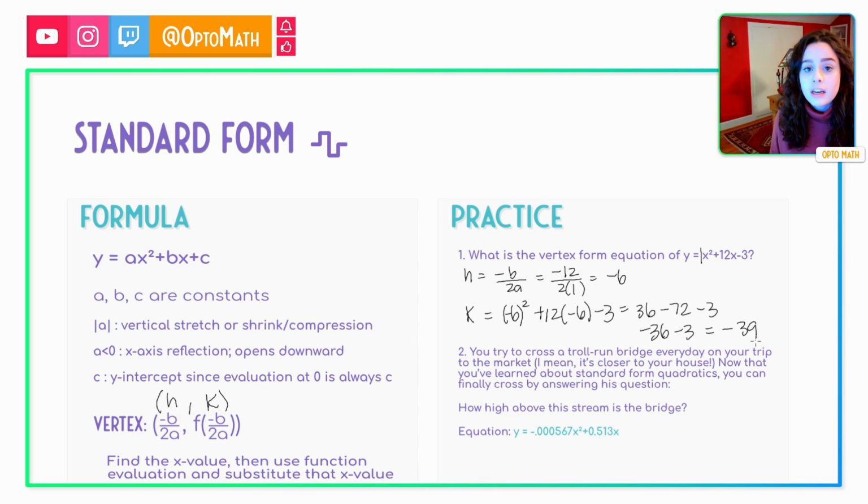So finally, let's write our vertex form. It's y equals a, which is 1, times the quantity of x minus h, so x plus 6, because we've subtracted our negative 6. That squared, and then we have our plus k, which is going to be that negative 39. So that's it for that one.